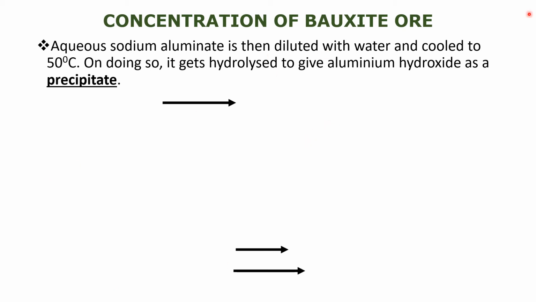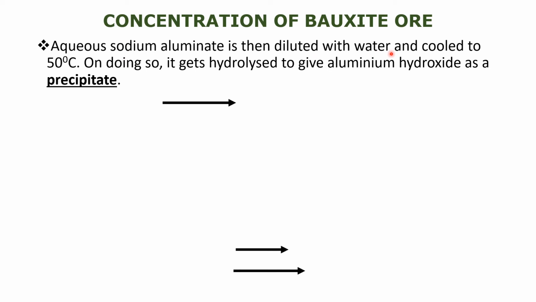Okay. So when you pass electric current, what happens? It gets electrolyzed. So when you are adding water, it gets hydrolyzed, and that sodium aluminate gets hydrolyzed to form aluminum hydroxide as a precipitate. Precipitate means something which settles down. Like when you put some sand in water, what happens to the sand? The sand will settle down. Like for example, if I put tea powder in the tea, where will the tea powder go? It will go and settle down.